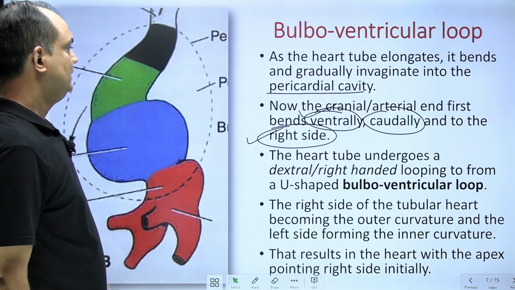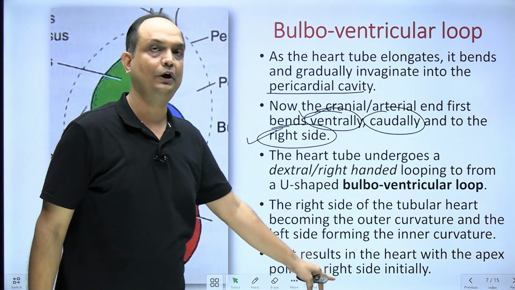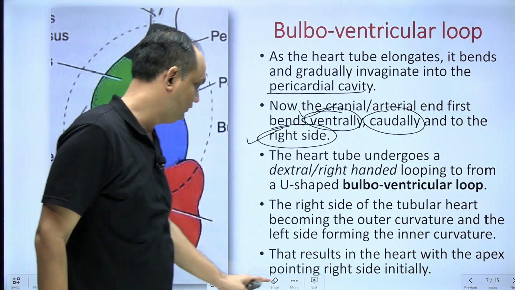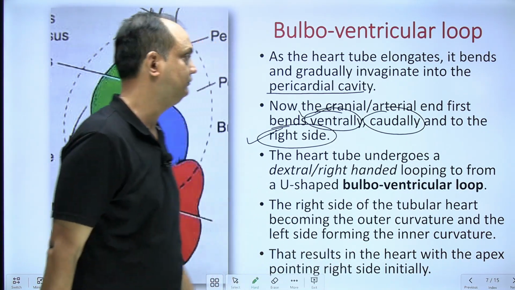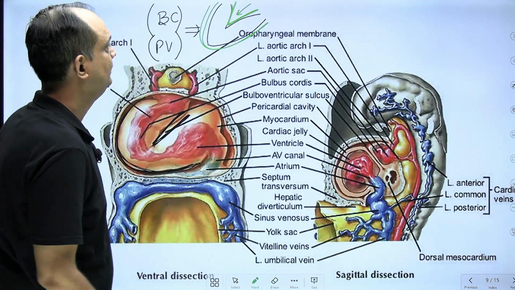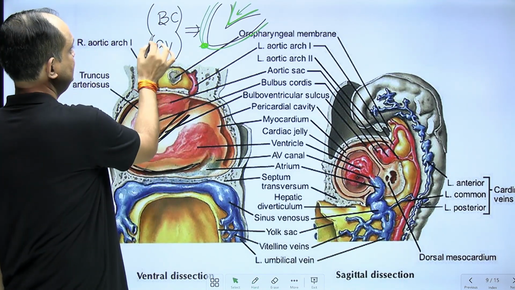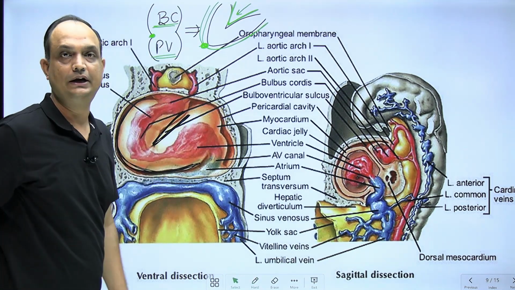Clear? Now what will happen? The resulting heart has the apex pointing to the right side. Now what apex? I am talking about the apex of your loop, not the apex of the heart. We are concerned here about the apex of the loop. So where is the apex of the loop? Now this is the apex of the loop. Clear? That is this point, which is the junction of bulbus cordis and primitive ventricle.